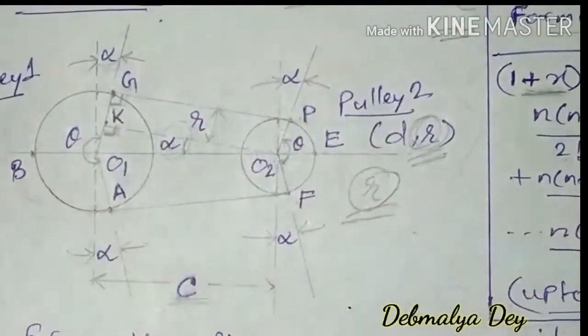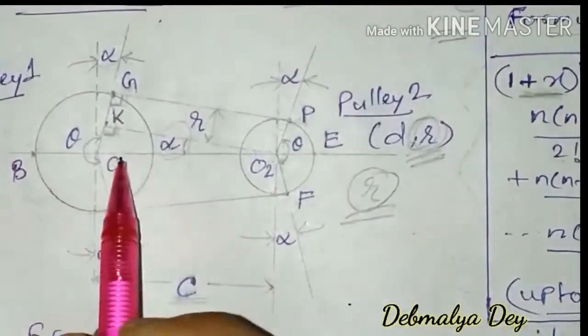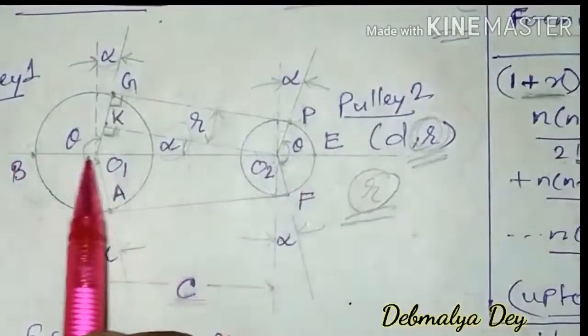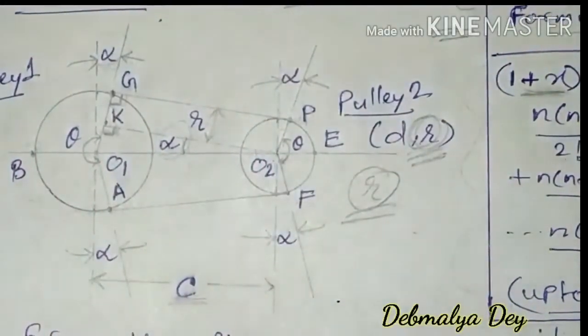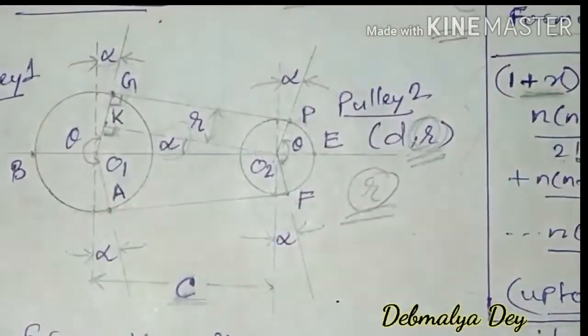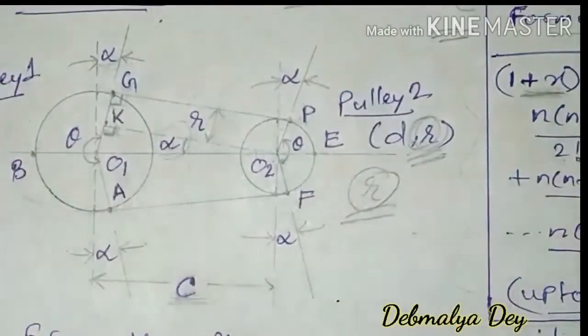Now the most important thing about this diagram is that if you notice the diagram again, you will see that this diagram is symmetric about this line BE, the horizontal axis. Since this diagram is symmetric, if we find half of the length of the belt and then multiply it by 2, we will get the total length. Alright, why? Because the diagram is symmetric. So what will be the half of the length?